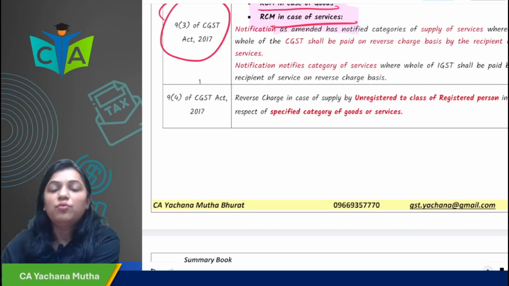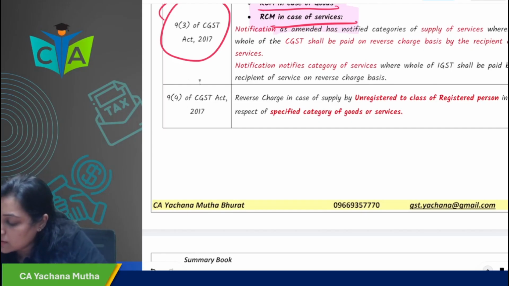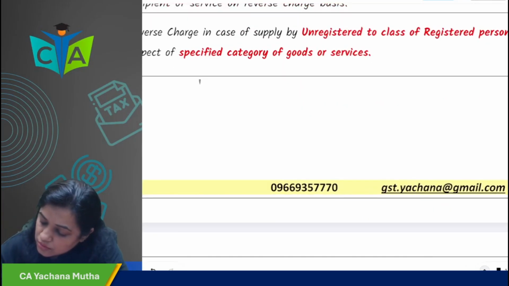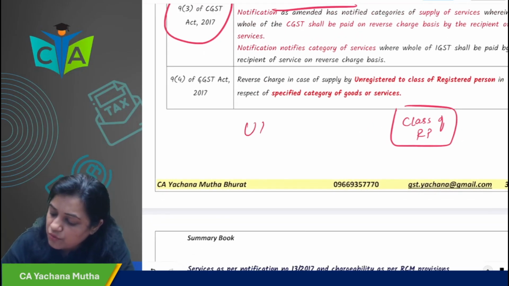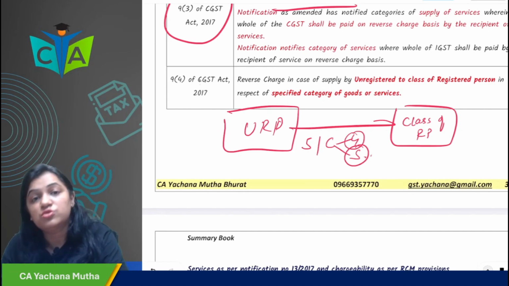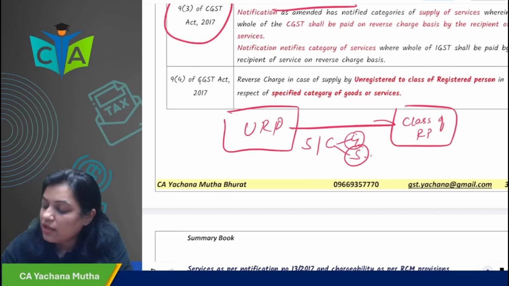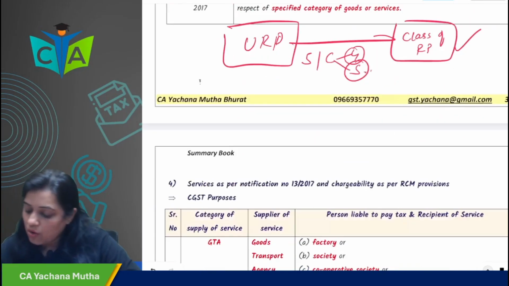For example, I'll draw this. One second. You are a class of registered person. You have purchased from an unregistered person a specified category of goods or services. In this case, whose responsibility is it to pay tax to the government? The class of registered person has to pay tax to the government.